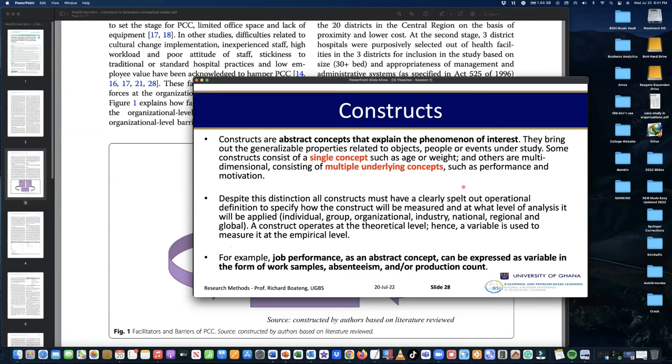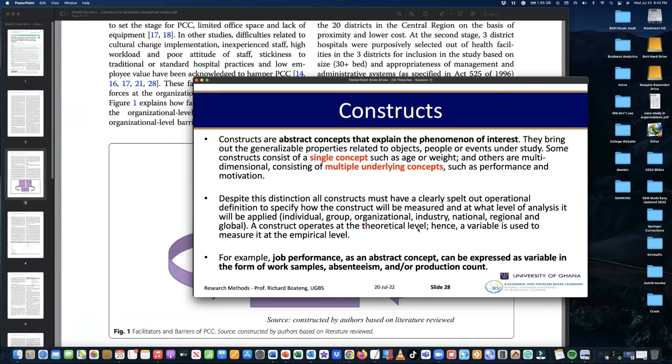I trust him, so I can give this to him. That's benevolence in terms of that emotional part. Despite this decision, constructs must have a clearly spelled out operational definition so that we can use it, and how the construct will be measured, and at what level of analysis it will be applied: individual, group, organization, industry, regional, and global. So we mentioned that right now.